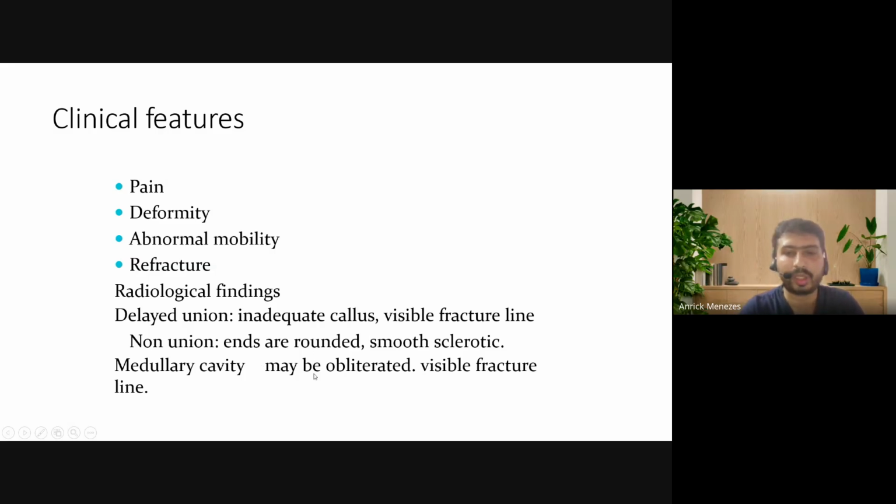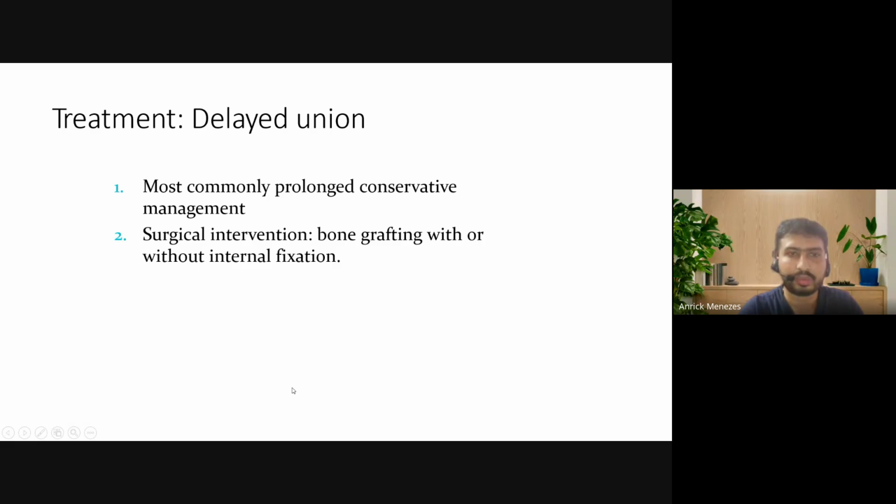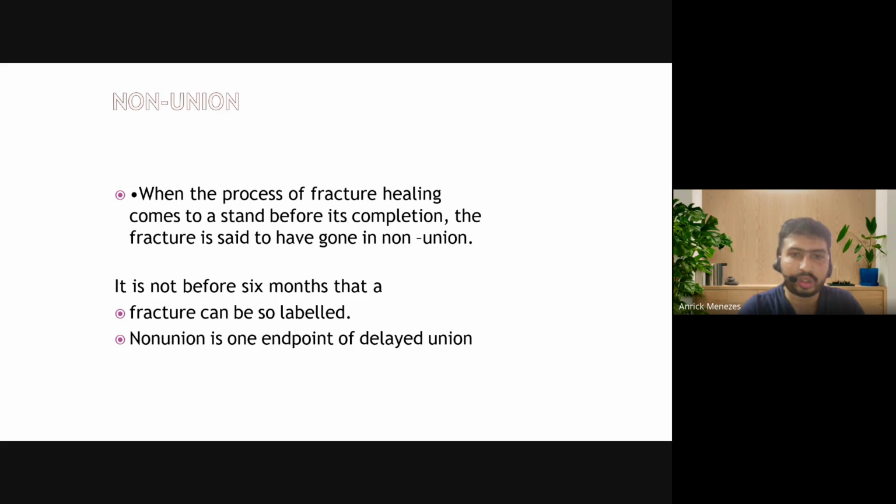Medullary cavity may be obliterated, visible fracture line. Again, this is one of the things. Treatment is most commonly conservative. Bone grafting, I already told you.